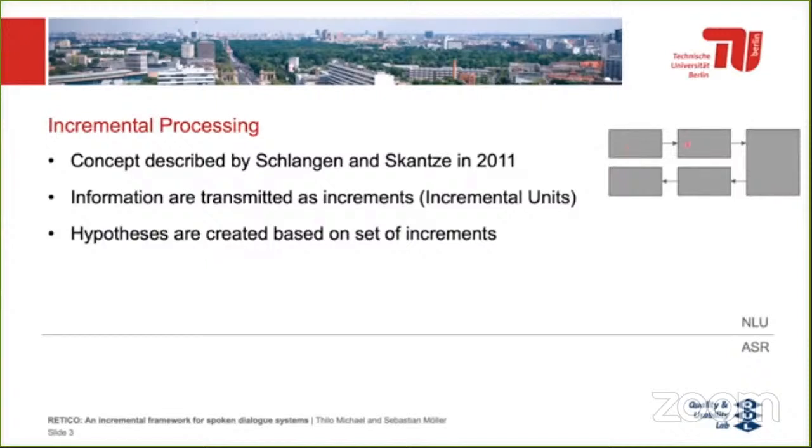However, this is very inefficient because the modules need the information from the preceding module to get to work. Incremental processing is a concept described by Schlangen and Skantze in 2011 that describes a concept where information is transmitted as small increments called incremental units. So each module does not wait until the whole input is complete to forward the information, but rather forwards small increments and hypotheses. Let me give you a quick example.